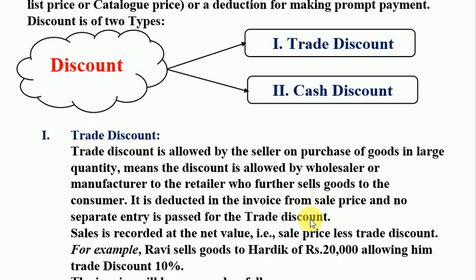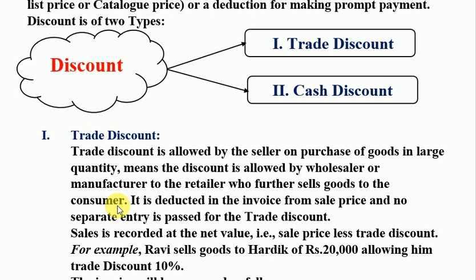In that condition, a wholesaler or manufacturer provides a discount on the list price or catalog price to their retailers who further sell goods to their customers. That discount is known as a trade discount. It is allowed by the seller on cash as well as credit transactions. Got it? That means if a customer purchases the commodities on cash, it is also allowed on that, and if a customer purchases the commodities on credit, it is also allowed on that.